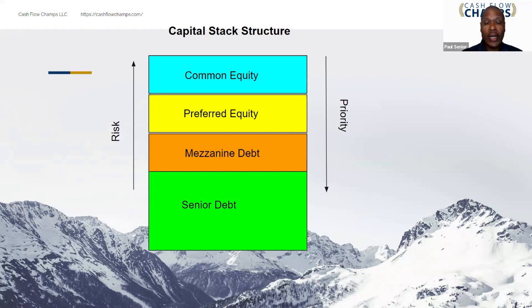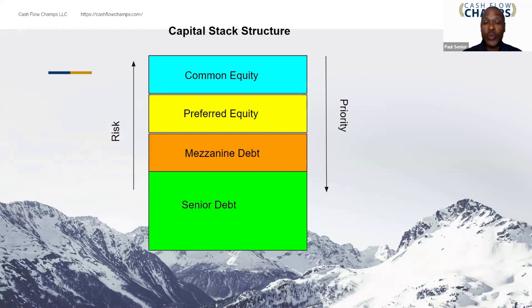If you look at the left of the capital stack, you will see an arrow and it's pointing up. This indicates that the level of risk increases in the capital stack from the bottom to the top. So the higher you are in the capital stack, the higher the risk. And conversely, the lower you are in the capital stack, the lower the risk of the investment, right? Consequently, the senior debt would be considered to be in the lowest risk position in the capital stack.